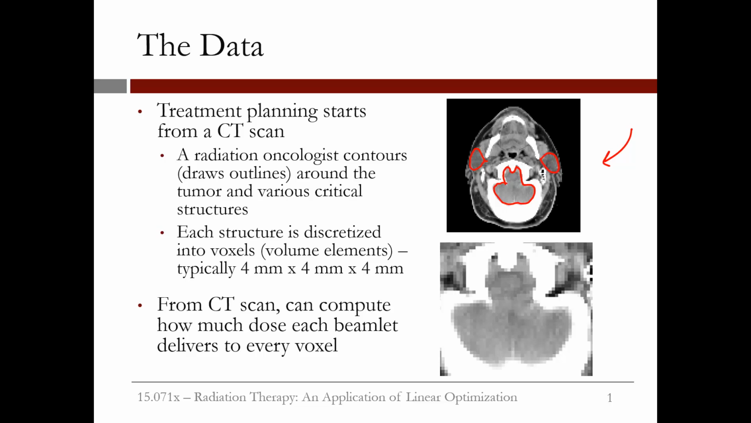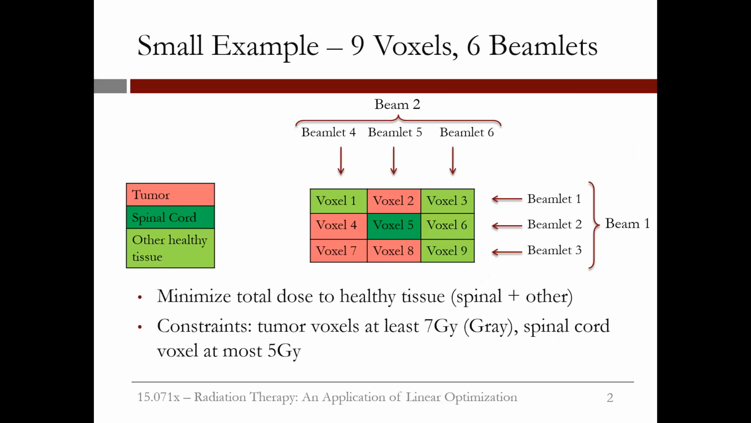Then, each structure is discretized into voxels, or volume elements, which are typically 4 millimeters in dimension. The second image here shows a closer view of the brain. You can see the small squares, or voxels. Here, they're two-dimensional, but in reality, they would be three-dimensional. Now we can compute how much dose each beamlet, or piece of the beam, delivers to each voxel.